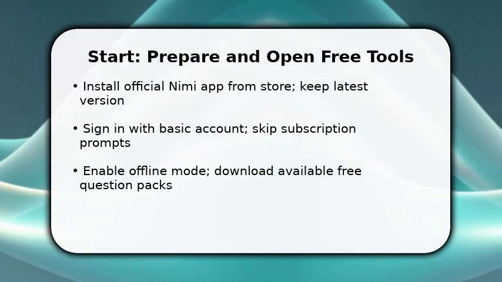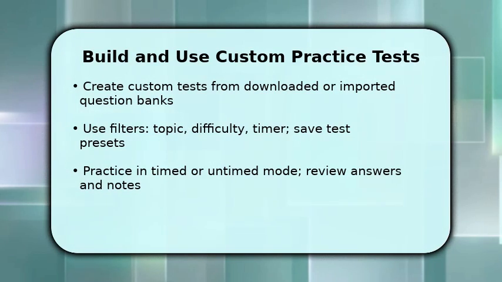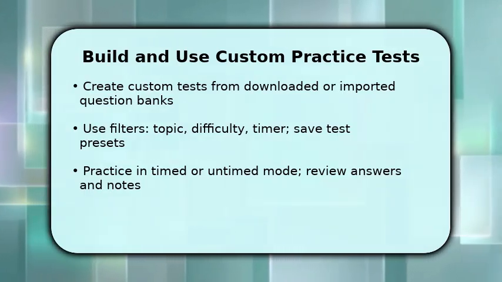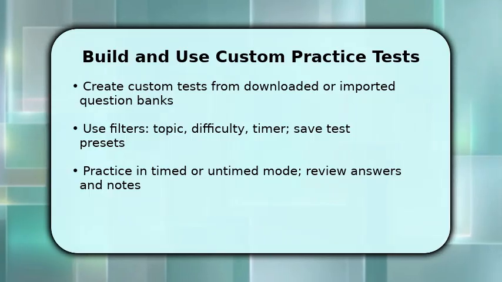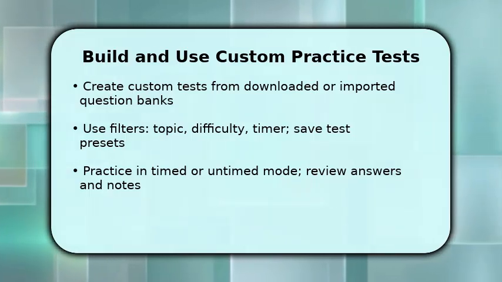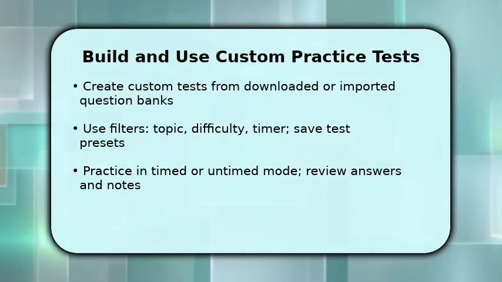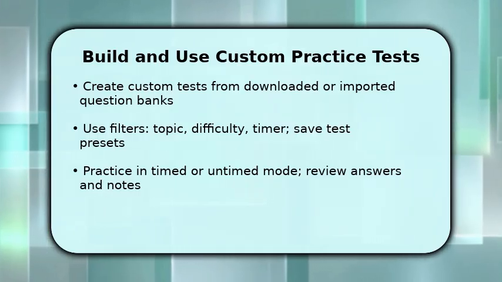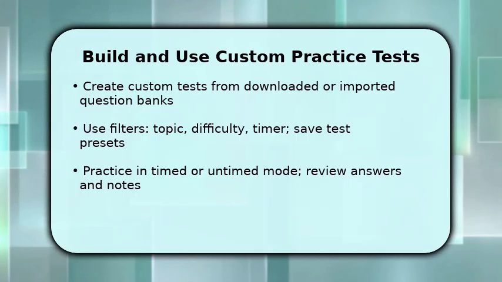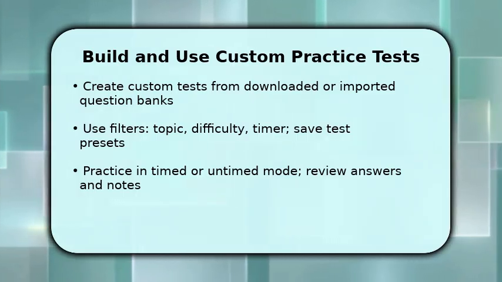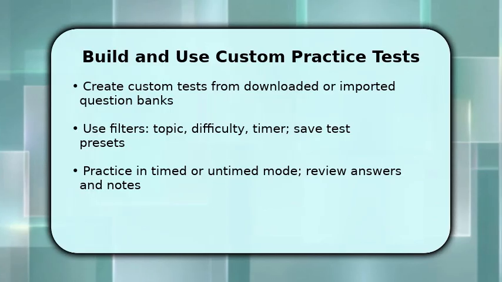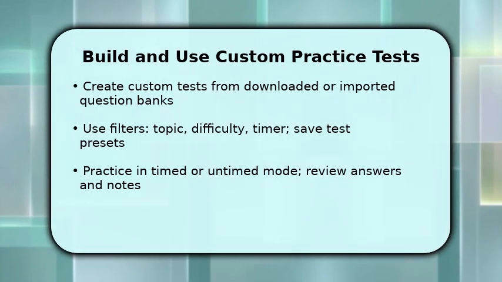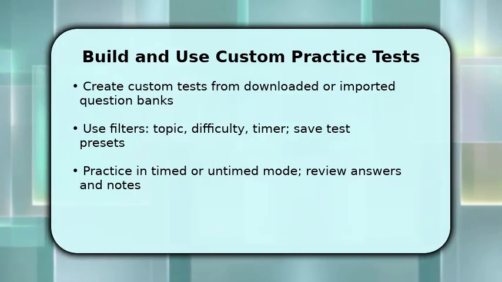Next, create your own mock tests inside the app using downloaded packs or import options like CSV or shared question files. Select filters, topic, difficulty, or question count, and set a timer if you want exam pacing. Save these presets so you don't repeat setup. Run cycles of timed practice, then switch to review mode to read explanations and add personal notes. This method gives you the full study loop without subscribing, because you rely on what's locally available and repeatable.